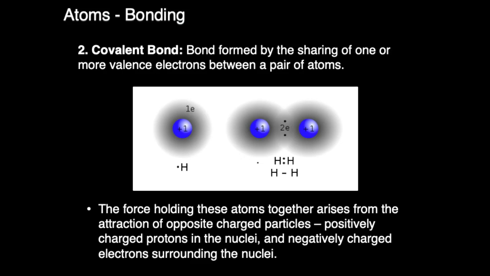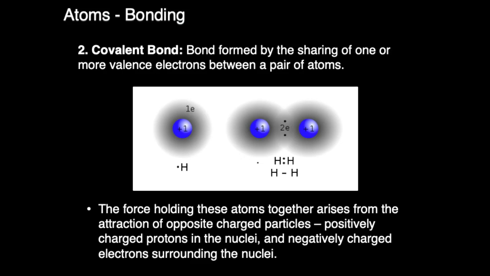And what holds the two atoms of hydrogen is rather the attraction of oppositely charged particles between the protons in the nuclei of either atom and the electrons that are surrounding both of them. So covalent bonds, for the most part, tend to be a little bit weaker than ionic bonds, but not necessarily. It depends on which case you're looking at.